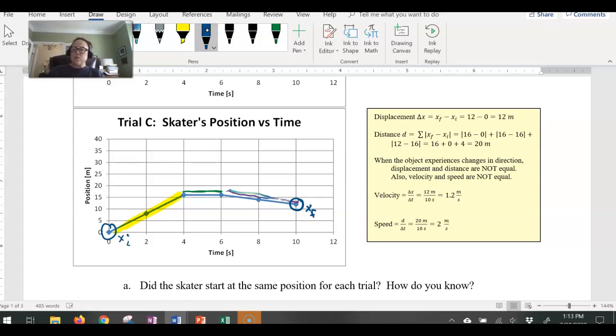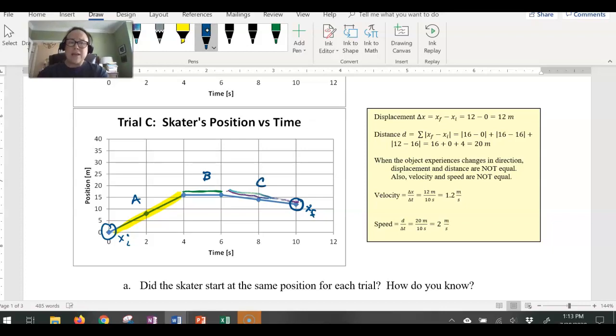So the skater started at a position of 0 and ended up at a position of 12 meters. So the total displacement during this whole trip was 12 meters in the positive direction. The distance, though, is going to be the sum of the absolute values of the displacements in each part of the trip. Like we could take A, B, and C.